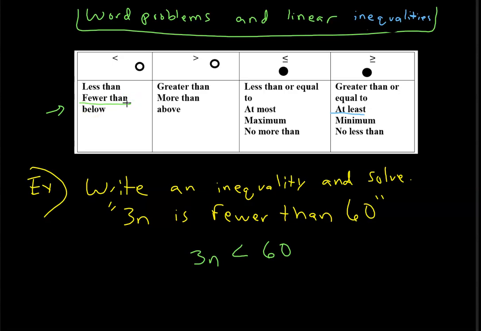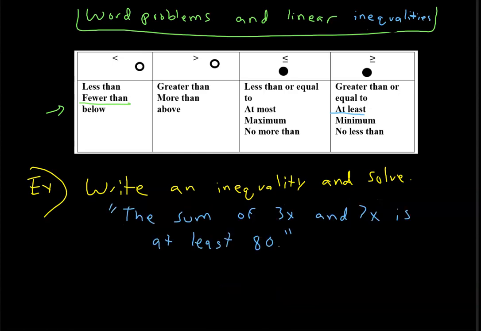So if I solve this, I'll divide both sides by 3. And I would now have n is less than 20. And that would be it. It would be n less than 20. All right, let's do a new one. In this one, it says the sum of 3x and 7x is at least 80. Is at least 80. So let's think about what that means.